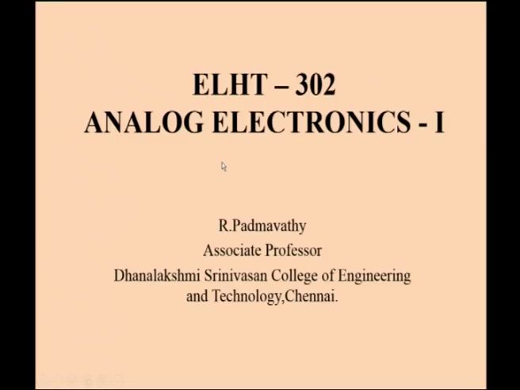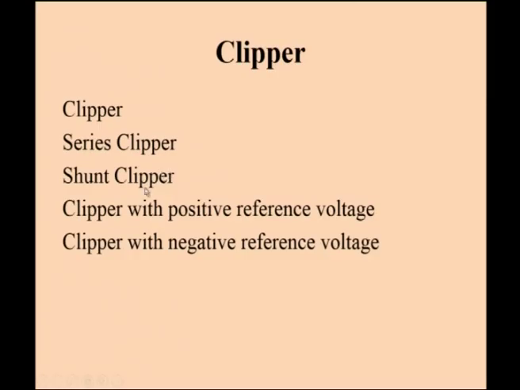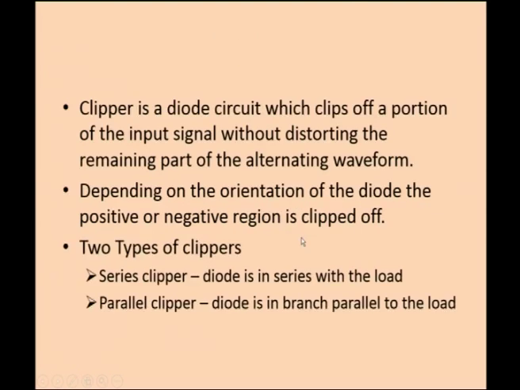Welcome to UGC lecture series BSc Electronics Honors for the subject Analog Electronics. We are going to see about clipper, series and shunt clipper, clipper with positive and negative reference voltage. Clipper is a circuit which clips off a portion of the input signal without distorting the remaining part of the alternating waveform. Depending on the orientation of the diode, the positive or negative region is clipped off. Two types of clippers are series clipper, in which the diode is in series with the load, and parallel clipper, in which the diode is in branch parallel to the load.